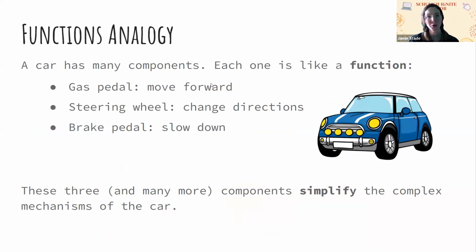A short analogy for this, we can have a car. A car has many components, and each one can be thought of as a function that has a distinct purpose each time we call it. So let's say every time we press the gas pedal, the car moves forward. Anytime we move the steering wheel, it'll change directions. Anytime we press the brake pedal, it'll slow down. So those are each things we can call by using one of these things, and they each do a specific thing. So these kind of serve to simplify the mechanisms of the car.